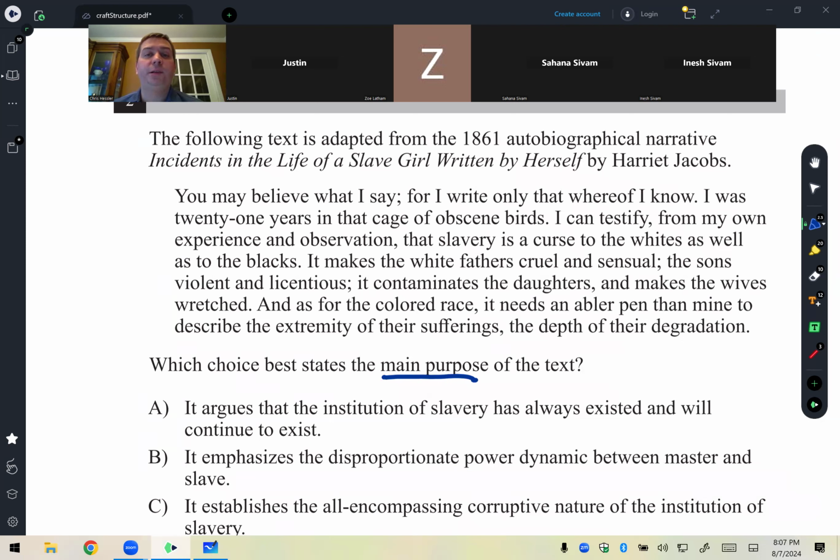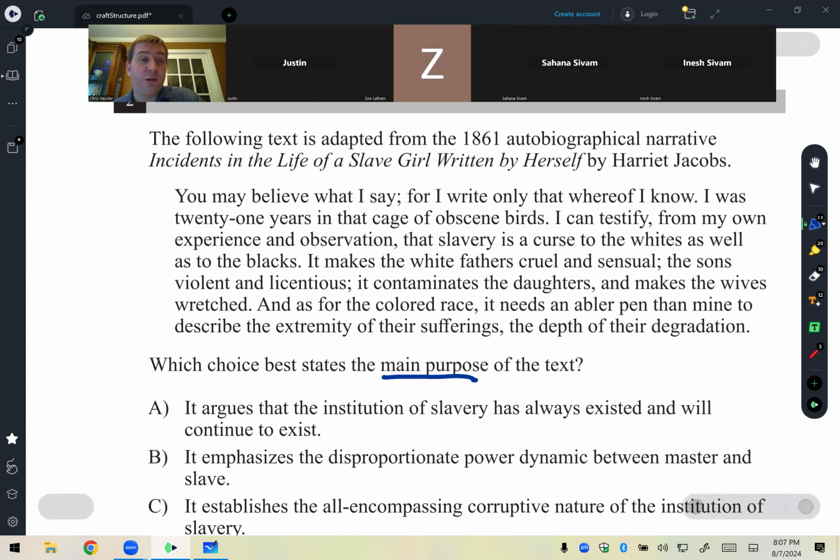You may believe what I say, for I write only that whereof I know. I was 21 years in that cage of obscene birds. I can testify from my own experience and observation that slavery is a curse to the whites as well as to the blacks. It makes the white fathers cruel and sensual, the sons violent and licentious. It contaminates the daughters and makes the wives wretched. And as for the colored race, it needs an abler pen than mine to describe the extremity of their sufferings, the depth of their degradation.